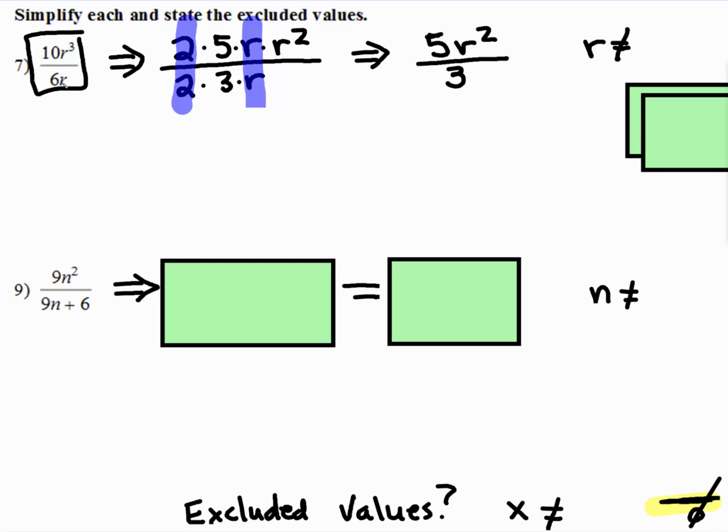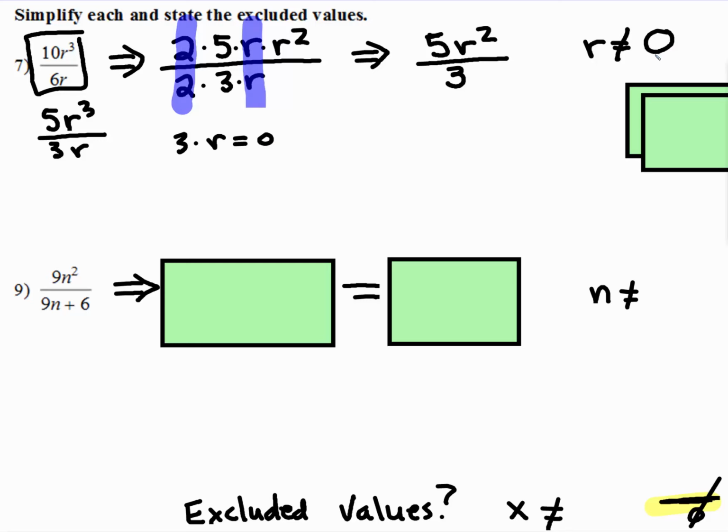And let's reduce the value right there. 10 over 6 is the same thing as 5/3. So we're going to write 5/3 r cubed over 3r. Well, either way, in this case, it doesn't matter too much. What is the value of r that would cause the denominator to be 0? Remember, this says 3 times r. So 3 times r is equal to 0. That's right. So r cannot equal 0.